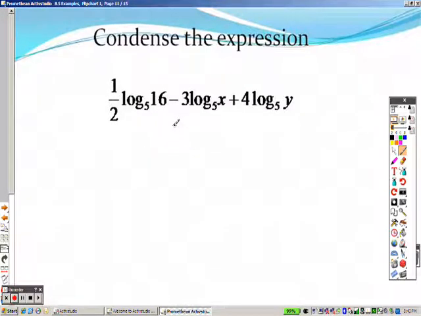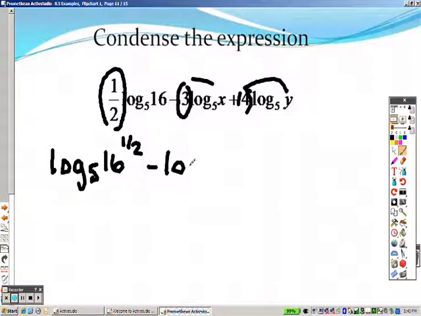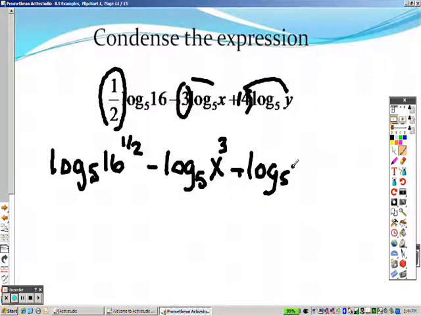Condense now, working backwards. Okay, when you're working backwards, you need to take whatever numbers are out in front, right? Whatever numbers are out in front like this, and move them to the exponents. So this becomes log base 5 16, and that is now to the half, minus log base 5 x, and that is 3. And plus log base 5 y to the 4th. Okay.